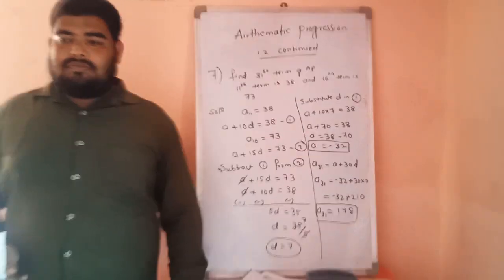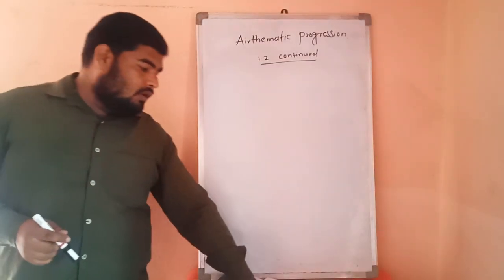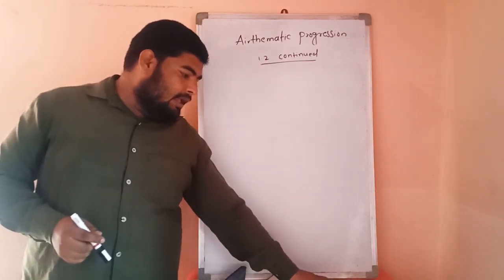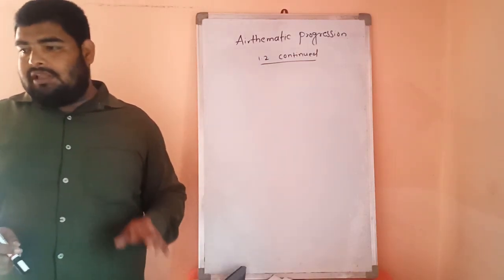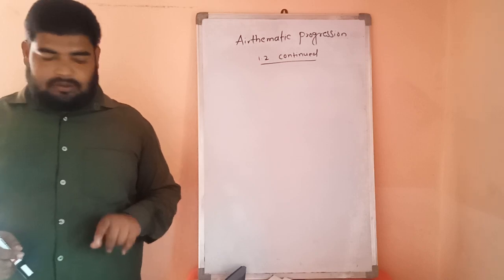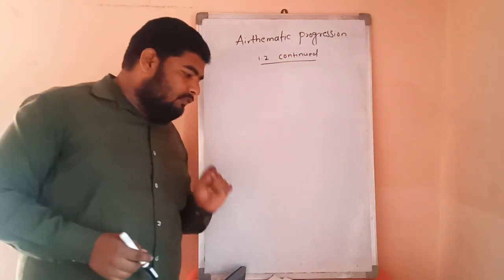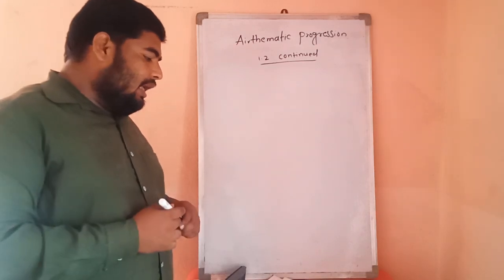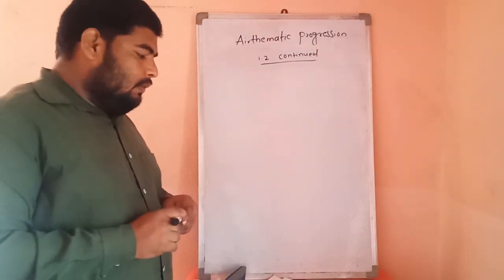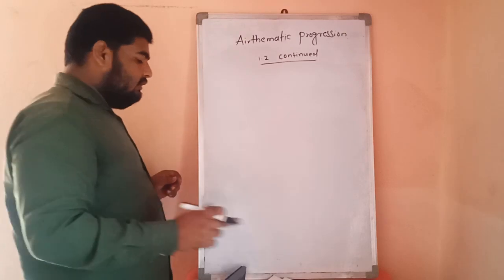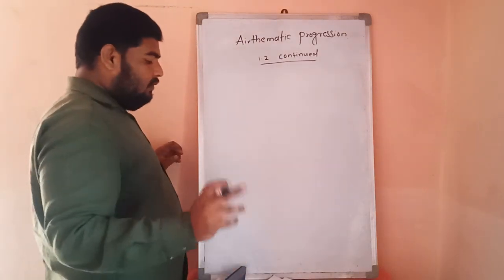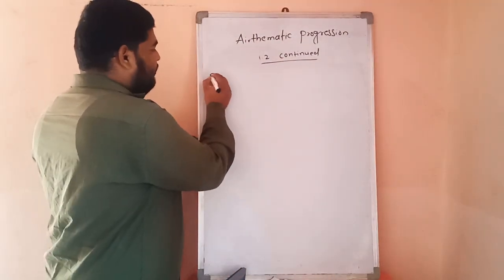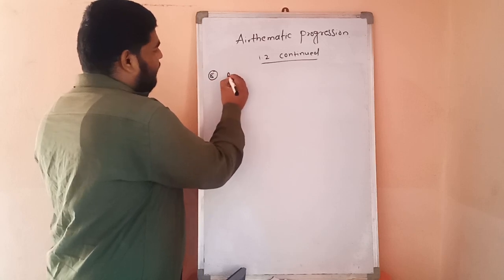Okay. Eighth question, what is that? An AP consists of 50 terms. There are how many terms? 50. So an AP consists of 50 terms, of which the third term is 12 and the last term is 106. Find the 29th term.